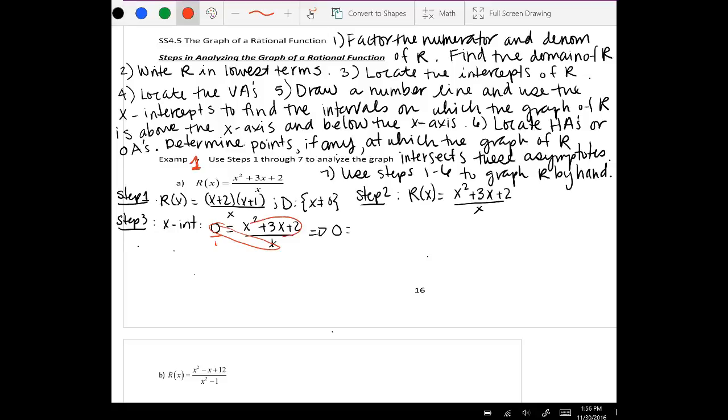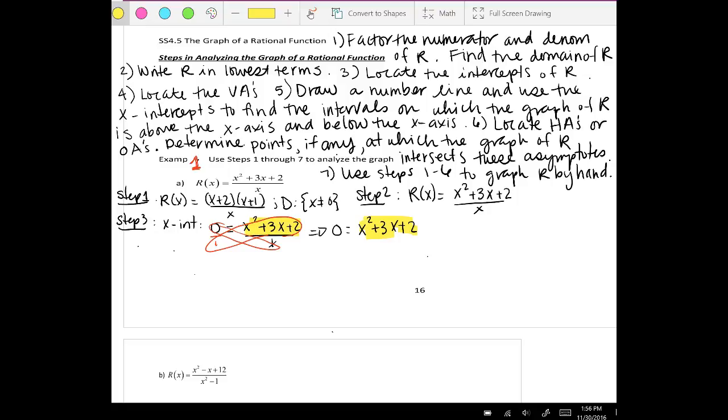Then I'm going to cross multiply this way. 1 times anything is itself. So I'm going to end up with x squared plus 3x plus 2. So notice this. I want you to check this out. Notice how this right here is exactly the same as the numerator.